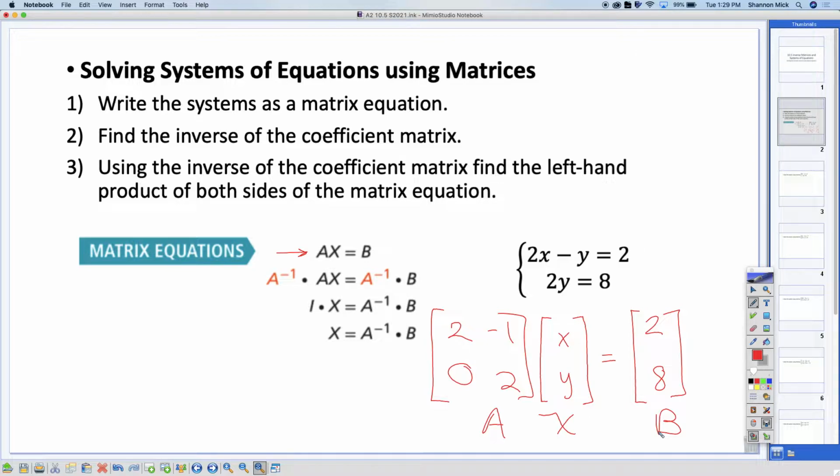So when I multiply the inverse matrix times matrix A, I get the identity matrix. I showed you that yesterday too, right? What is the identity matrix of a 2 by 2?